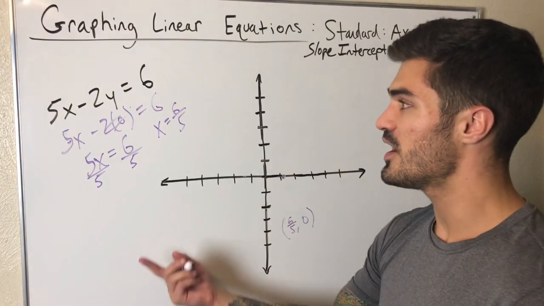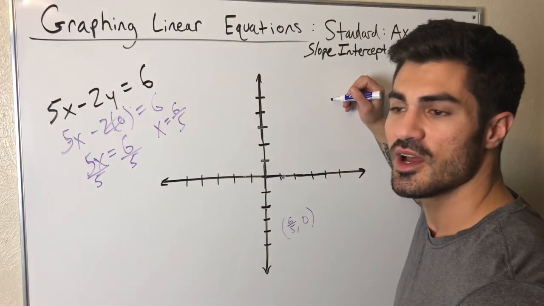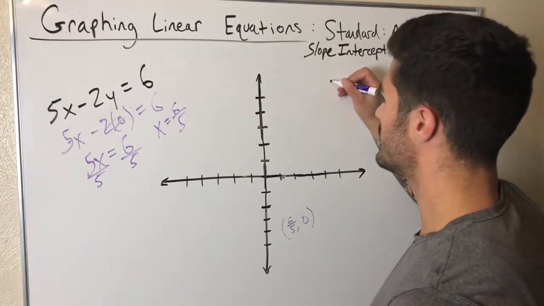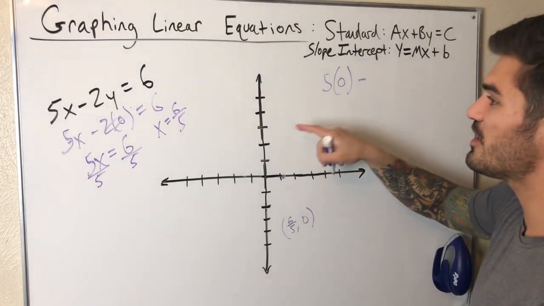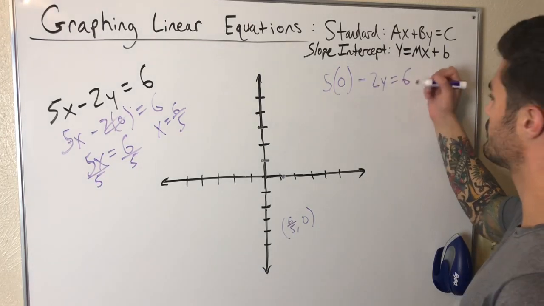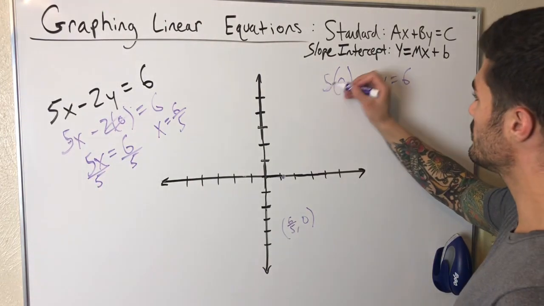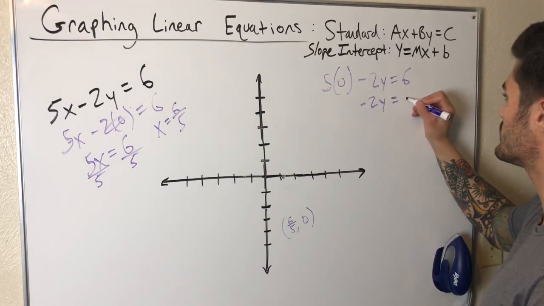So then now I'm going to find the y-intercept. So let's see, how do I find the y-intercept? I substitute in 0 for x, right? Substitute in 0 for x to find the y-intercept. So I'm left with 5 times 0 minus 2y equals 6. 5 times 0 is 0. That goes bye-bye. What am I left with? My negative 2y equals 6.